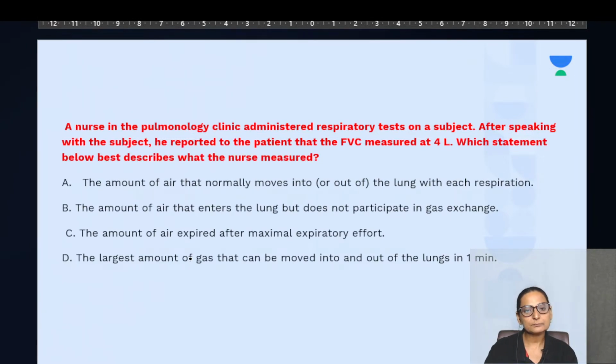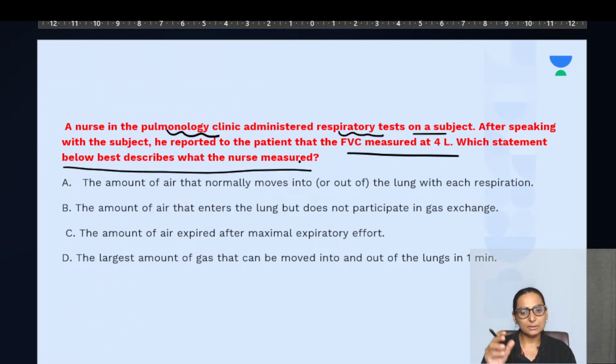Now, a nurse in a pulmonology clinic administered a respiratory test on a subject. After speaking with the subject, he reported to the patient that the FVC is 4 liters. Which statement best describes what the nurse has measured? See, it is simple physiology just placed in the form of a clinical question.